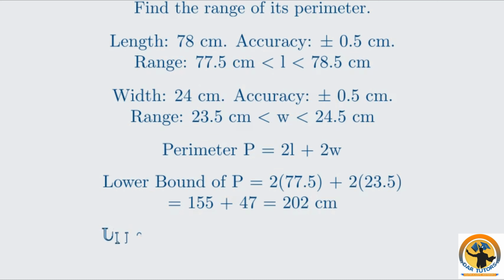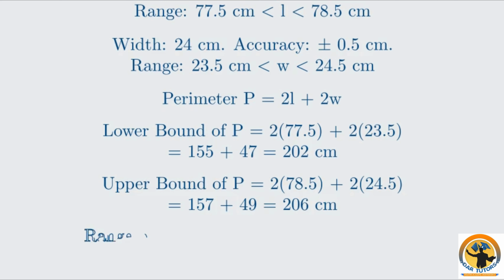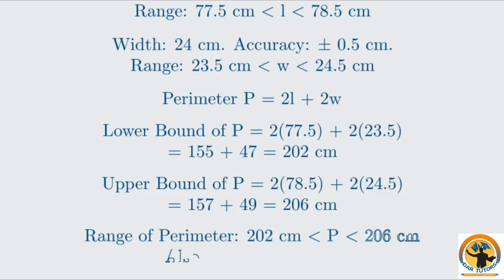To find the upper bound, we use the upper limits of the length and width. So 2 times 78.5 plus 2 times 24.5, which equals 157 plus 49, for a total of 206 centimeters. Therefore, the actual perimeter of the rectangular board lies somewhere between 202 and 206 centimeters. You can also express this as 204 plus or minus 2 centimeters, which is the average of the bounds plus or minus half the difference between them.